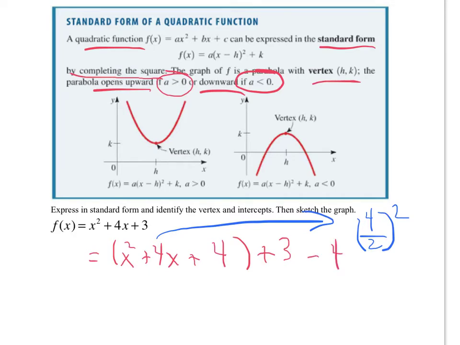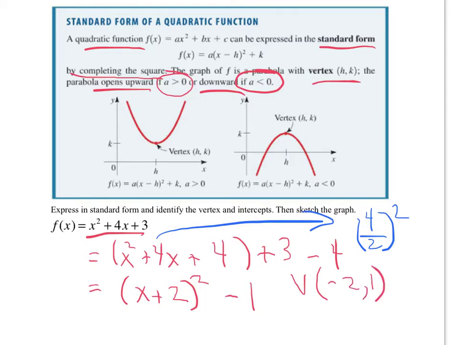If you were to work all this out in this entire row, you should be able to get back to x squared plus 4x plus 3. But now we have our quadratic function in this form. (x plus 2) squared is what's in parentheses, and plus 3 minus 4 is minus 1. So now we know that the vertex is h, which is negative 2, and k, which is negative 1.